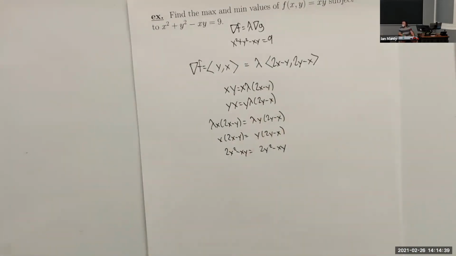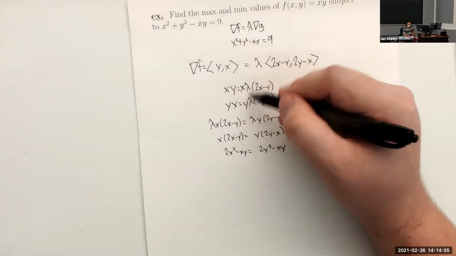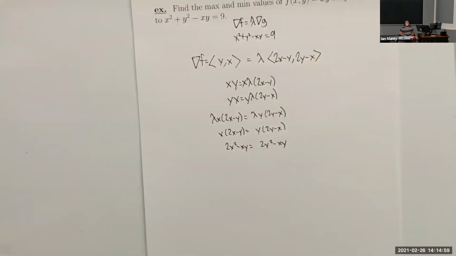Could we have substituted y equals lambda (2x minus y) into the other equation? Yes, we could have done it that way. I actually did it that way on paper earlier when I was preparing for this lecture, and that way is not fun. So I would definitely try to do it this way. If you can see some way to exploit symmetry or something like that, I definitely recommend doing it that way.